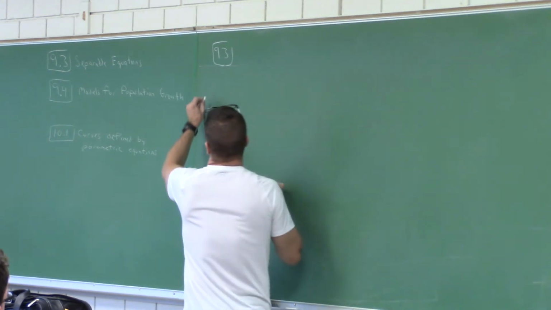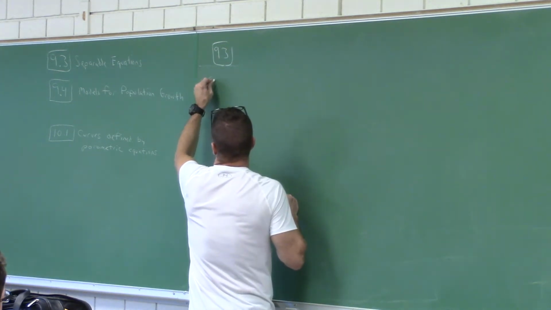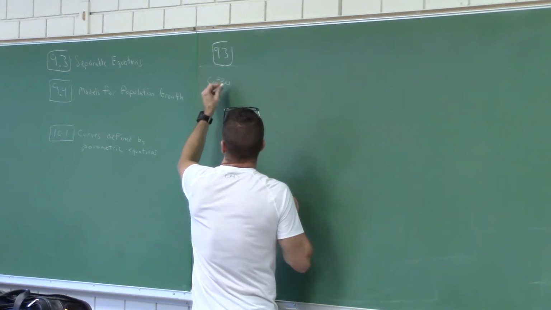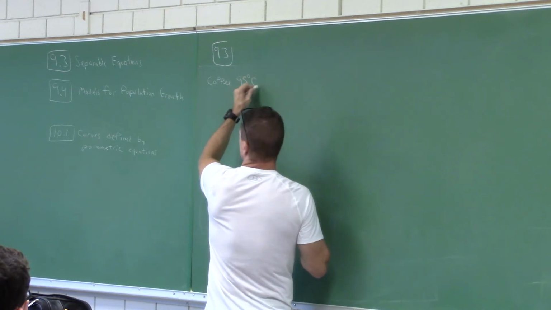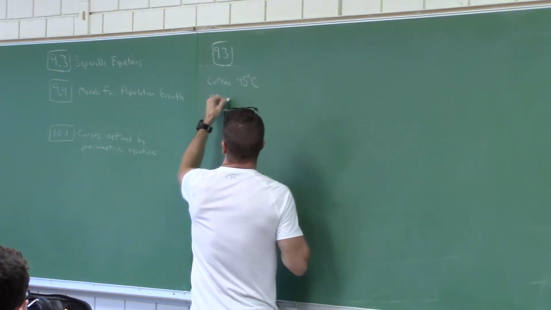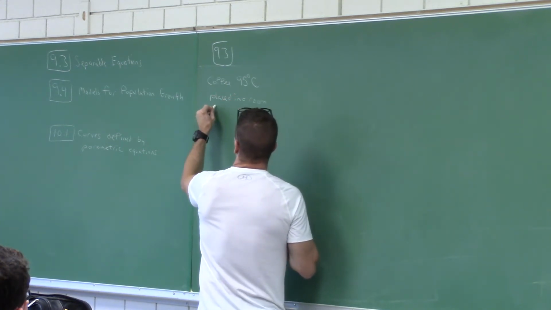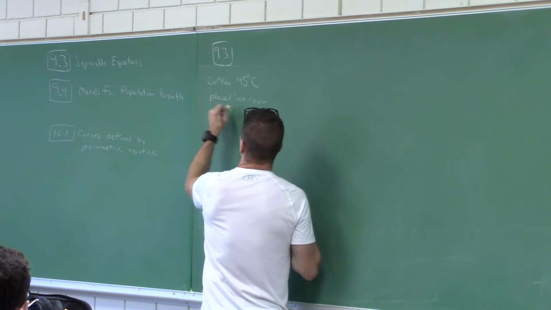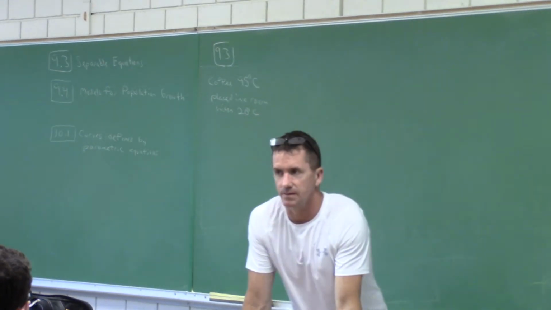Let's just say a really hot cup of coffee. Let's say the cup of coffee is 95 degrees Celsius, and it's put in a room where the temperature is 20 degrees Celsius. Okay, so we all know what's going to happen.